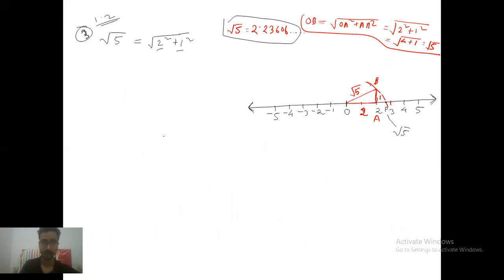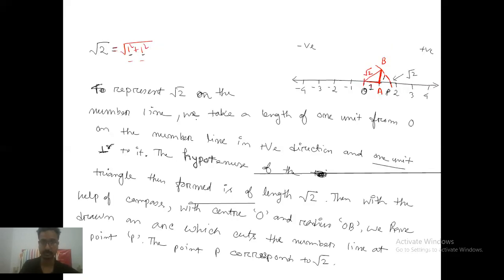So you have to write down, to represent root over 5 on the number line, we take a length of 2 units from O on the number line in positive direction and 1 unit perpendicularly. Same. Then after full stop, the hypotenuse of the triangle formed is of length how much? Root over 5. Then with the help of compass, with center O and radius OB, we have drawn an arc which cuts the number line at point P. The point corresponds to root over 5.